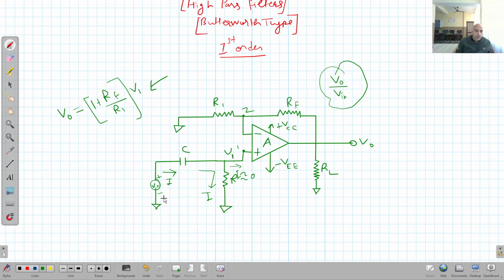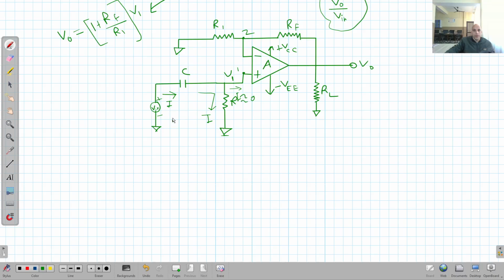So the current, starting from this point, from the input signal, flows in this path and ultimately arrives at this point. Clear? So to find the value of V1, we have to consider this loop. Clear? This loop, right? And we have to apply the loop rule here first.